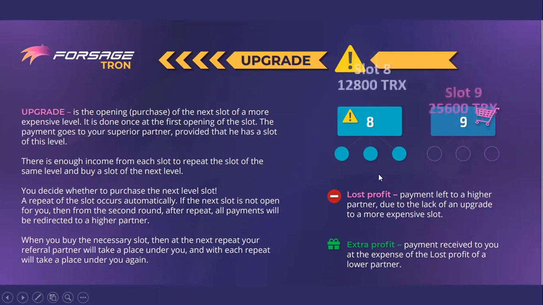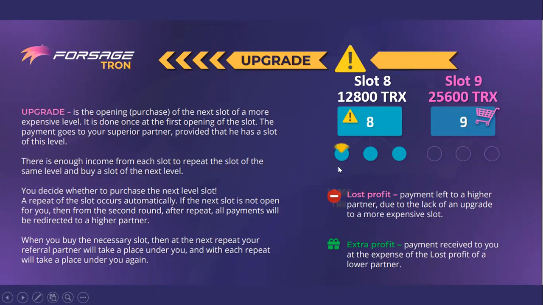That's correct. Because let's just say this is slot 8 and that costs 12,800 tronics, and slot 9 costs 25,600 tronics. Yes? Okay. So with slot 8, 12,800, and that's the cost of position 1. So 12,800 tronics plus another 12,800 tronics is equal to 25,600 tronics, equivalent to the next slot, 25,600 tronics. So the system allows you to earn so much so that it's enough for you to upgrade to the next level. And that's why it is possible for you to upgrade all the way to level 15.